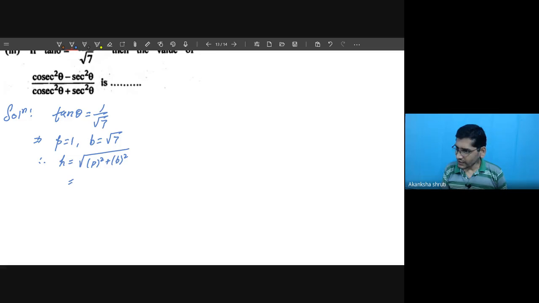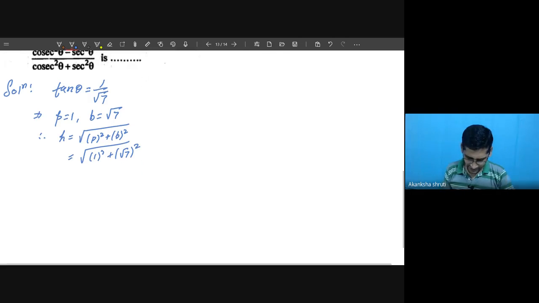Whether you write p square or p in brackets and then square, it is the same thing. So it becomes 1 square plus under root of 7 square. Now this under root of 7 square is only 7.